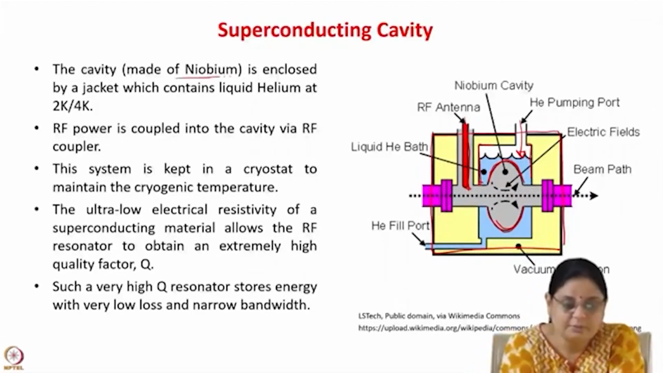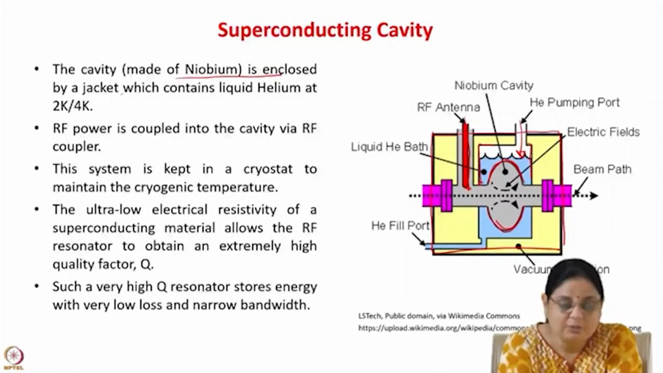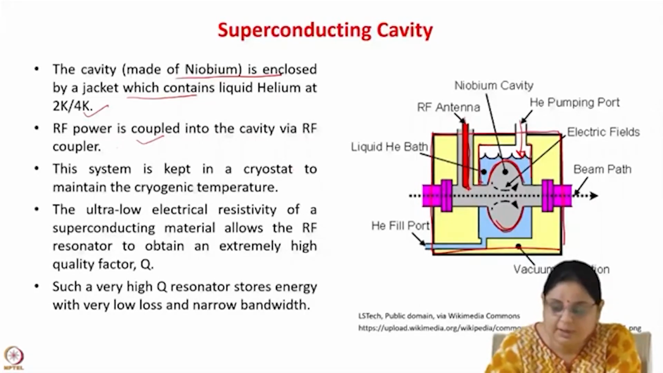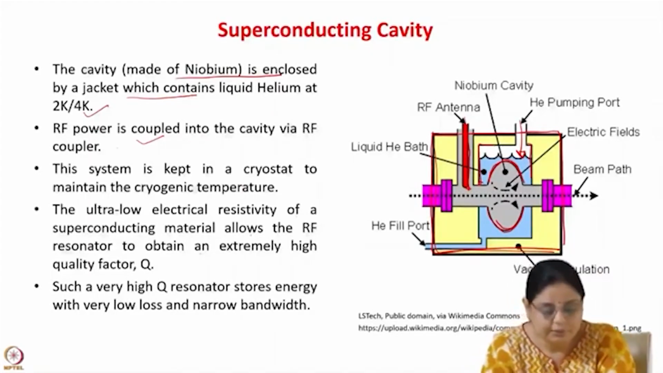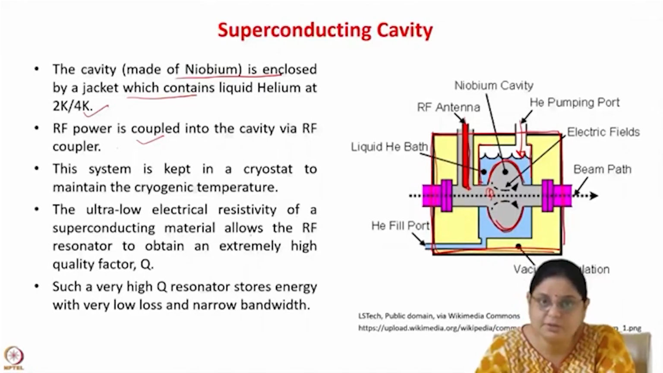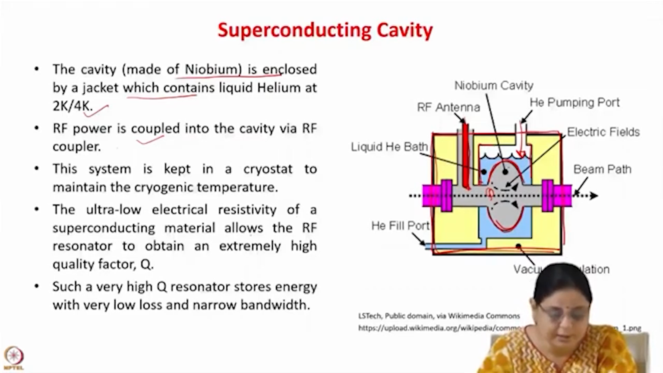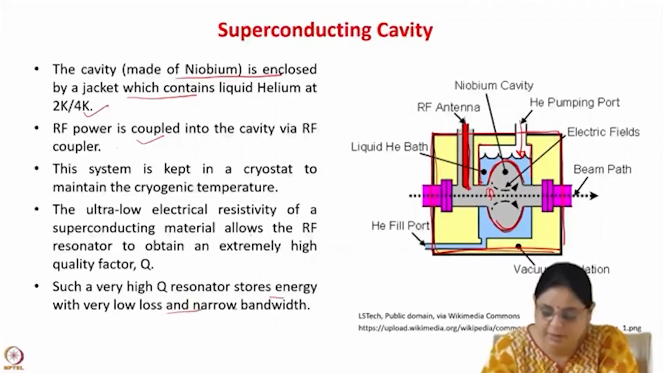So the cavity, which is generally made up of niobium, is enclosed by a jacket which contains helium at 2K or 4K. The RF power is coupled into the cavity via an RF coupler. The system is kept in a cryostat to maintain the cryogenic temperature. The ultra low electrical resistivity of the superconducting material allows the RF resonator to obtain an extremely high Q value. We have seen that since the RF surface resistance is very low, the Q value is very high. Such a high Q resonator stores energy with very low loss and narrow bandwidth.